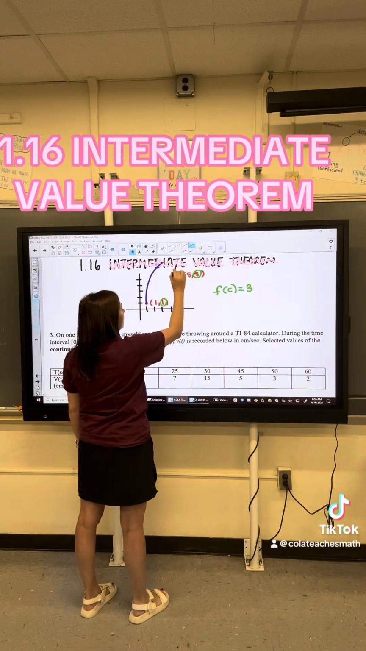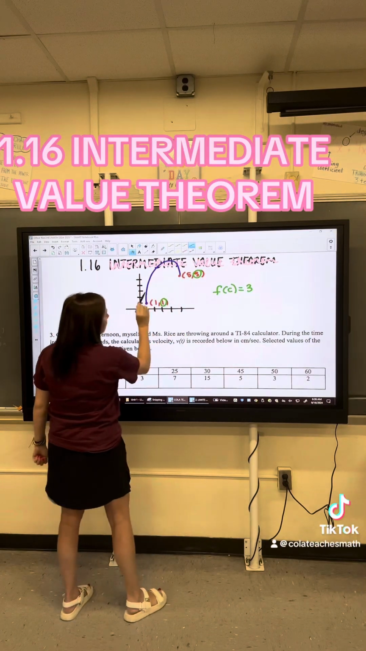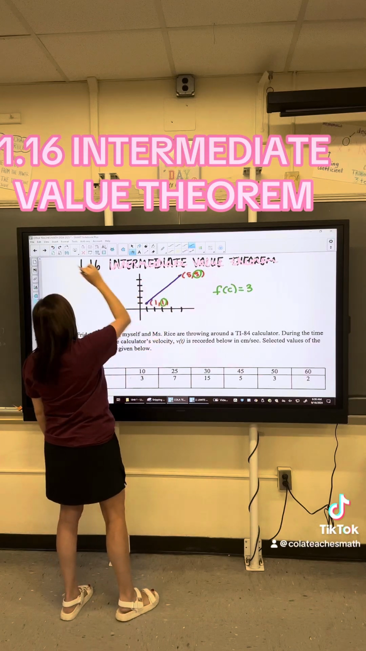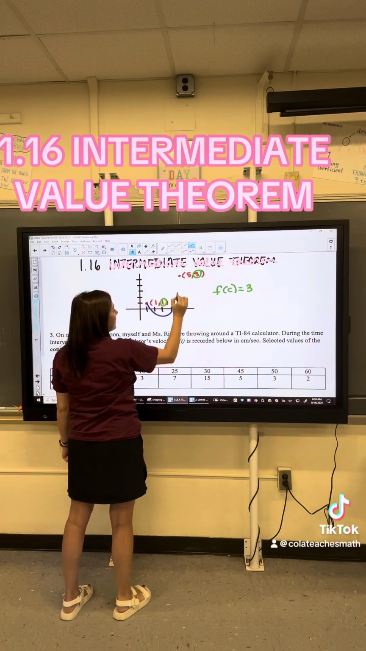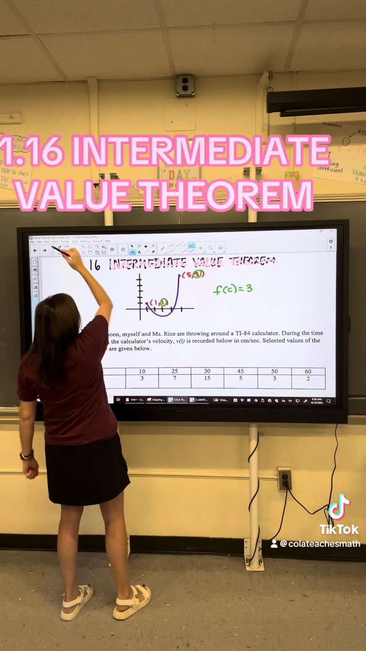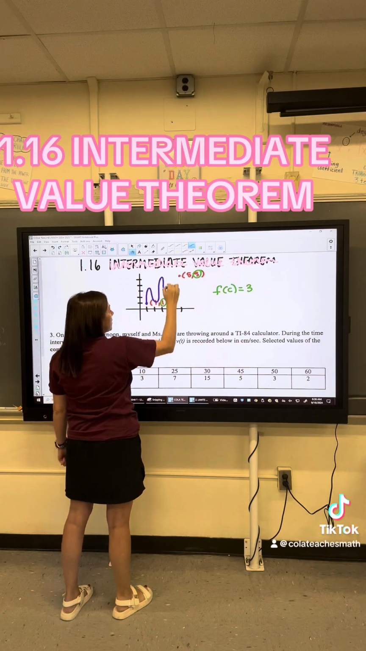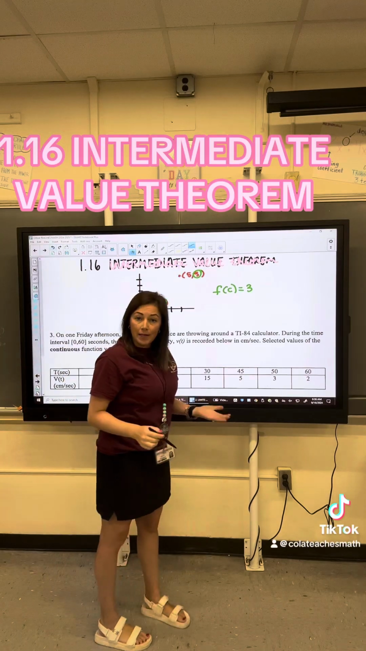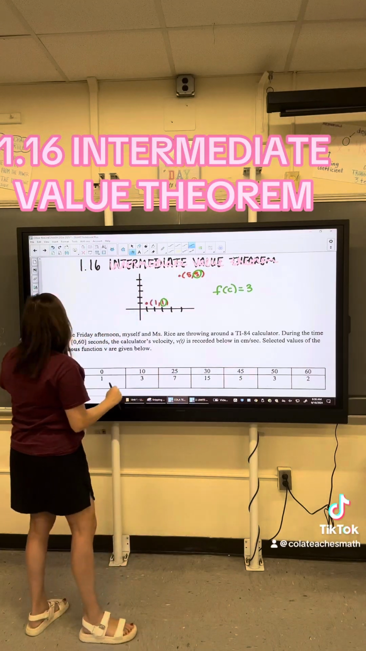Option 1, my graph could look like that. Obviously, I hit a y value of 3. Option 2, it could just be a straight line. We could dip down and then up. Or we can hit 3 a few times. We could do a bunch of squiggles. Okay? So let's look at an actual example here, using a chart.